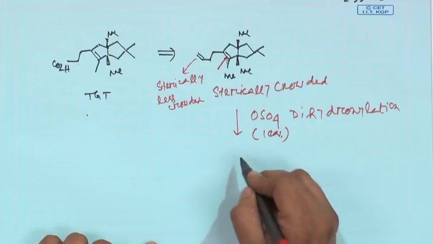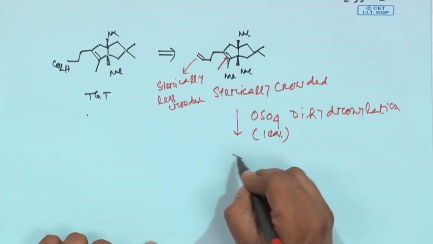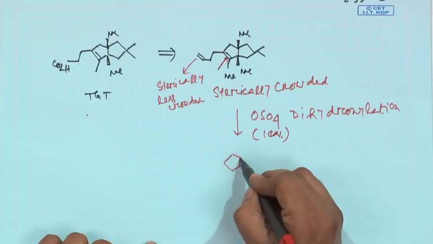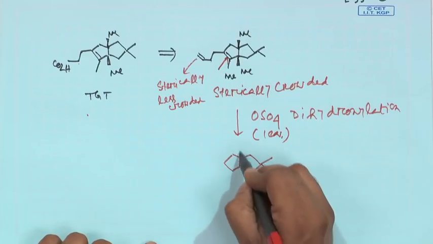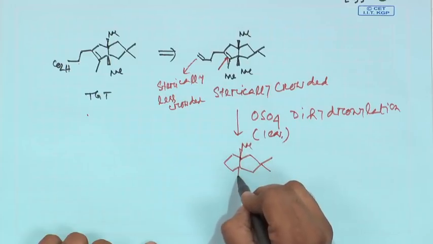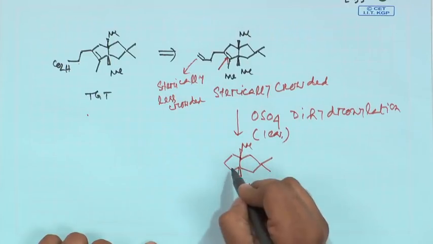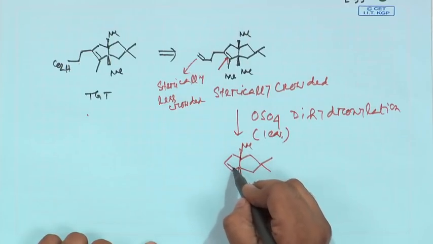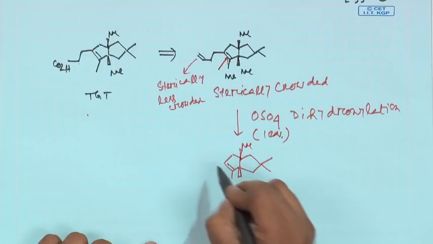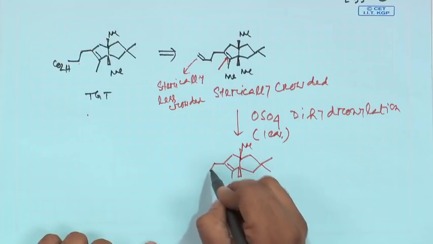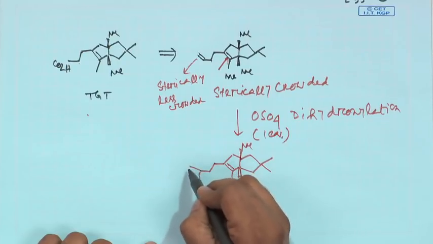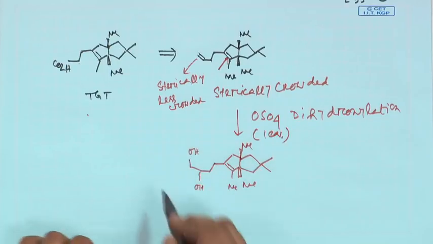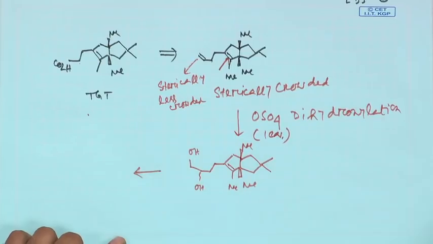So, if you use this, the terminal double bond will be the only one affected, and you will get the corresponding diol. Fine. Now, we are almost there.